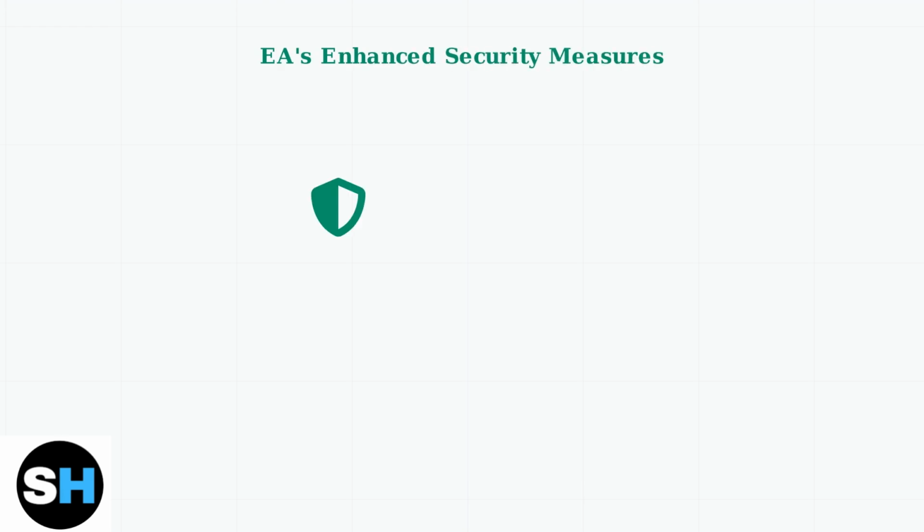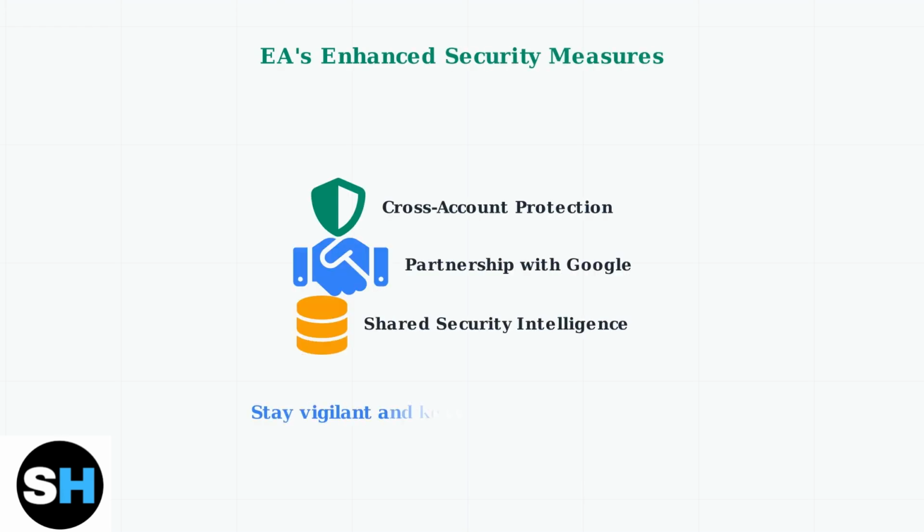The good news is that EA is actively working to enhance account security. They're collaborating with companies like Google through the Cross-Account Protection Program to share security data and better protect user accounts from these threats.